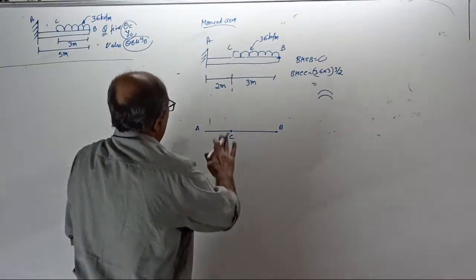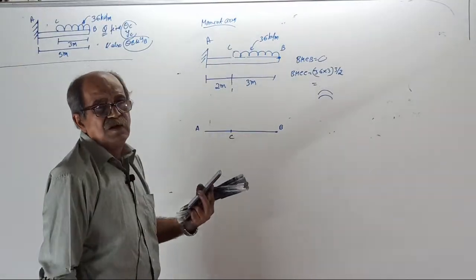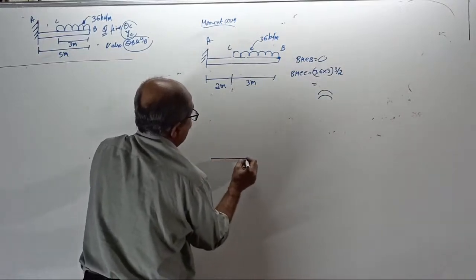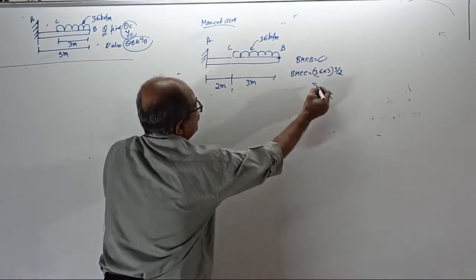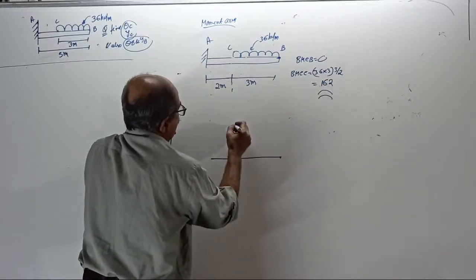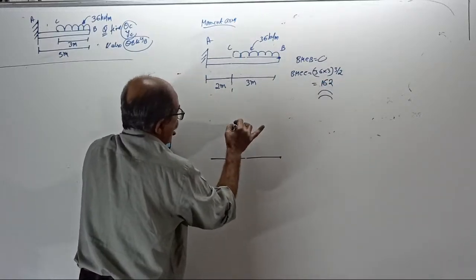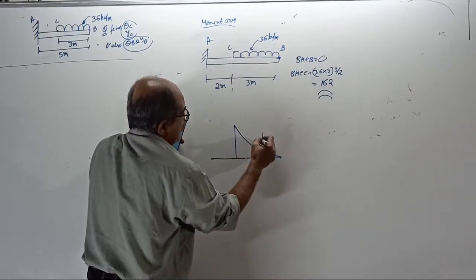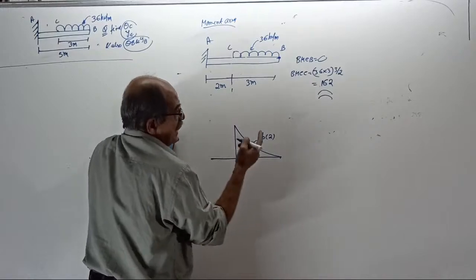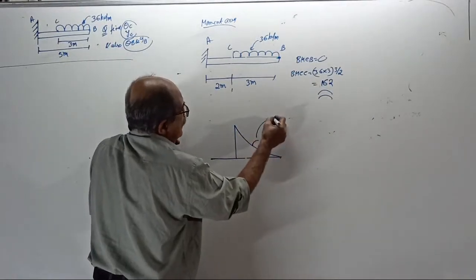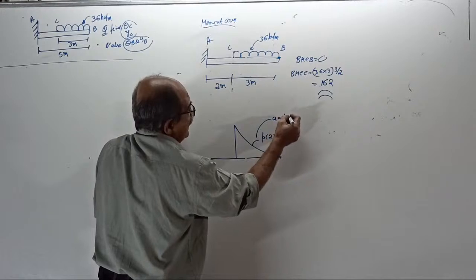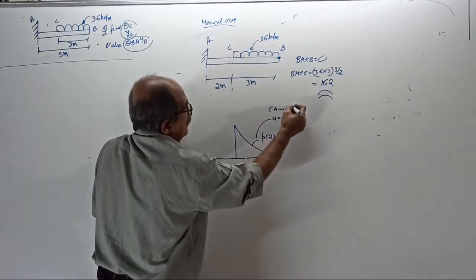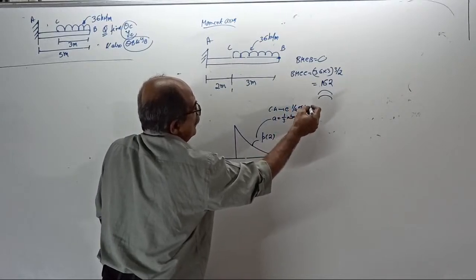Do not give a wrong value, give the correct value. 162 needs space, so I will write it bigger here. How much here? 162. So here it is 162, joined by a parabola. Why? UDL gives a parabola of second degree. Remember. For this curve, area is 1/3 of base into height, and the CG is at 1/4 of the base from here.